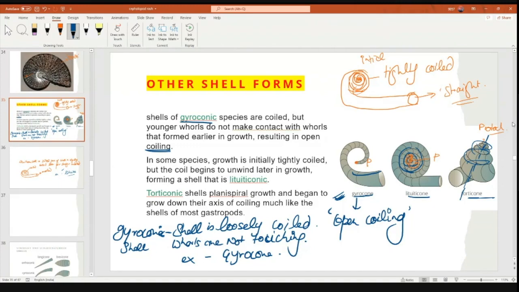Exactly, ये resemble भी हो रहा है gastropod के जैसा, right? So example is the turrilites.